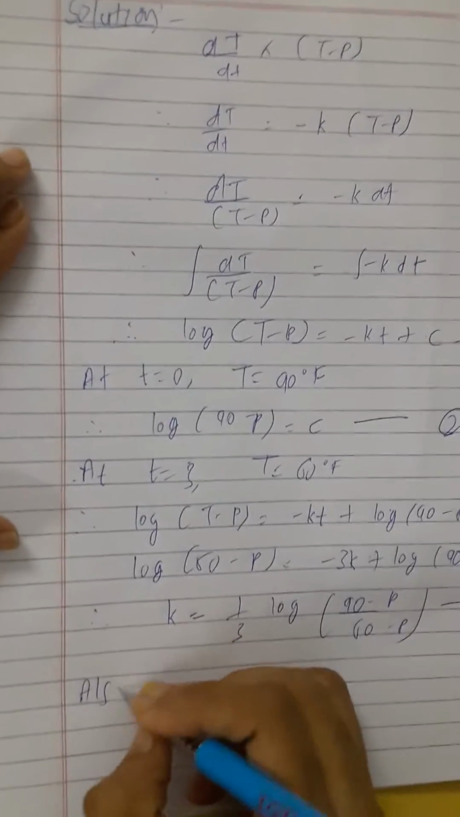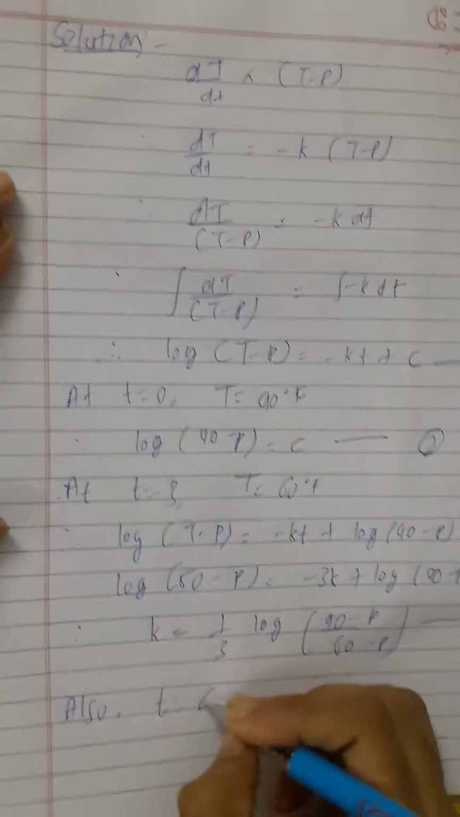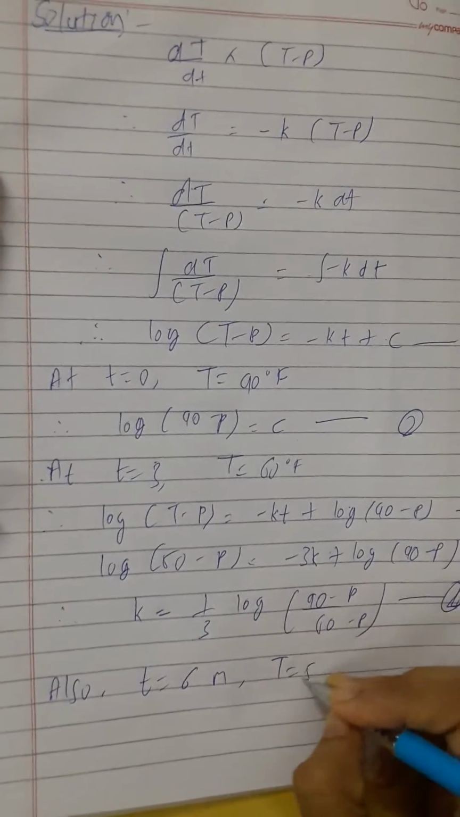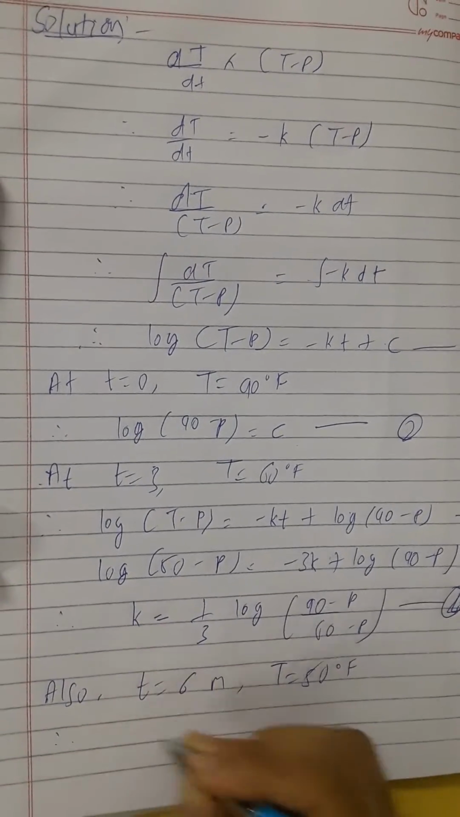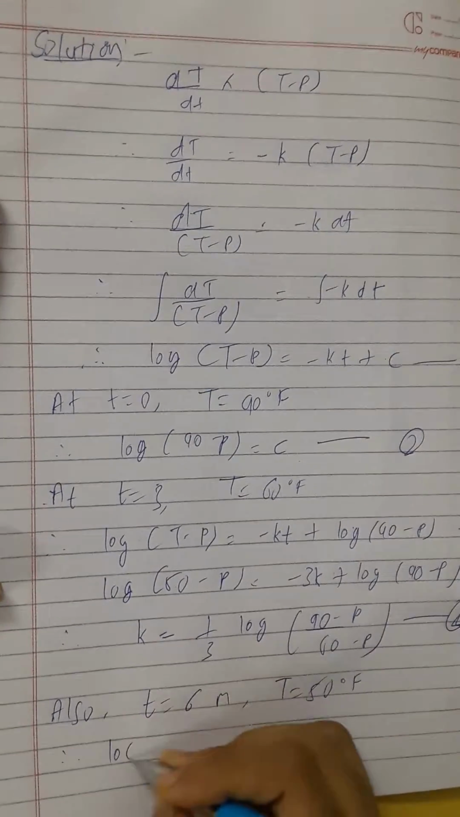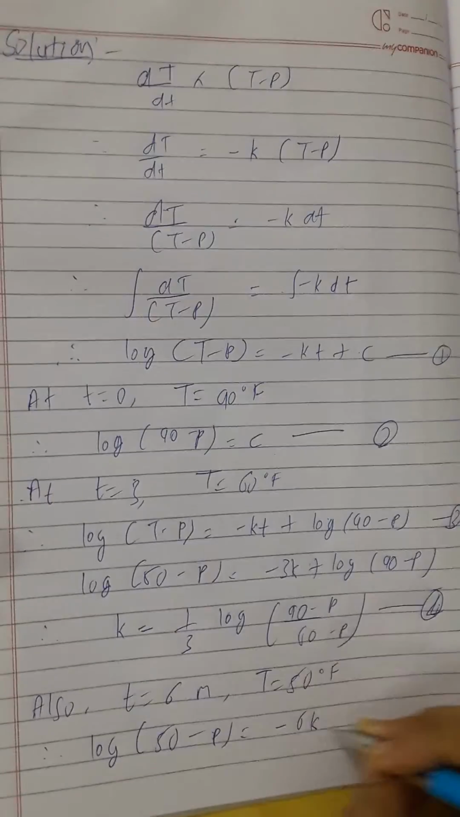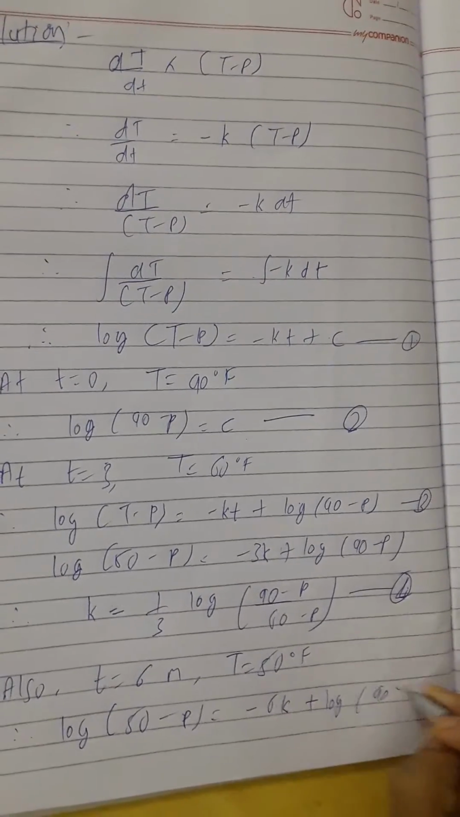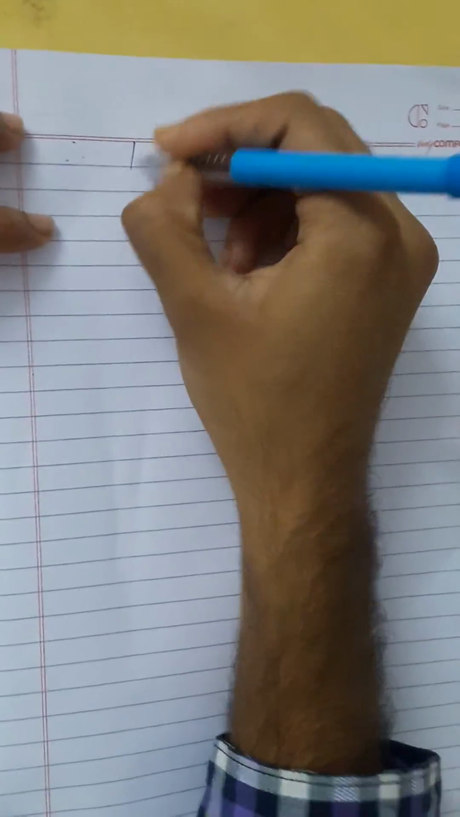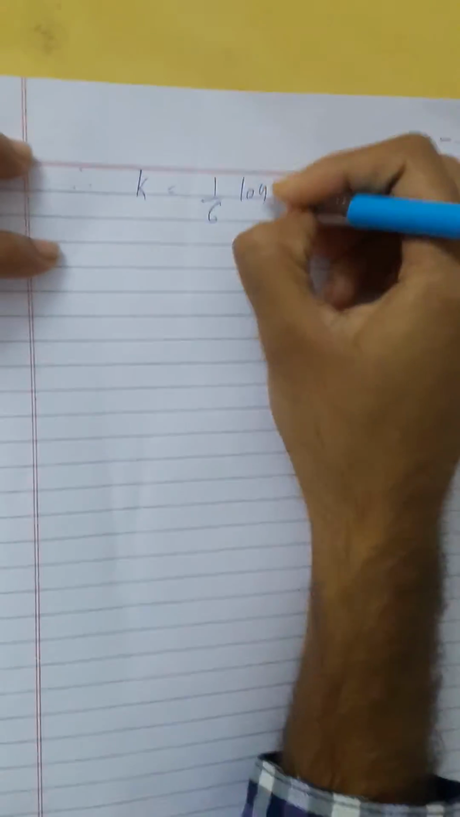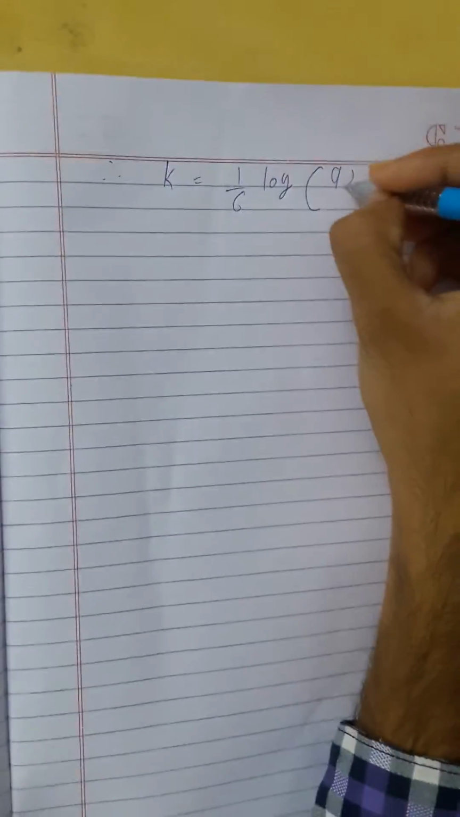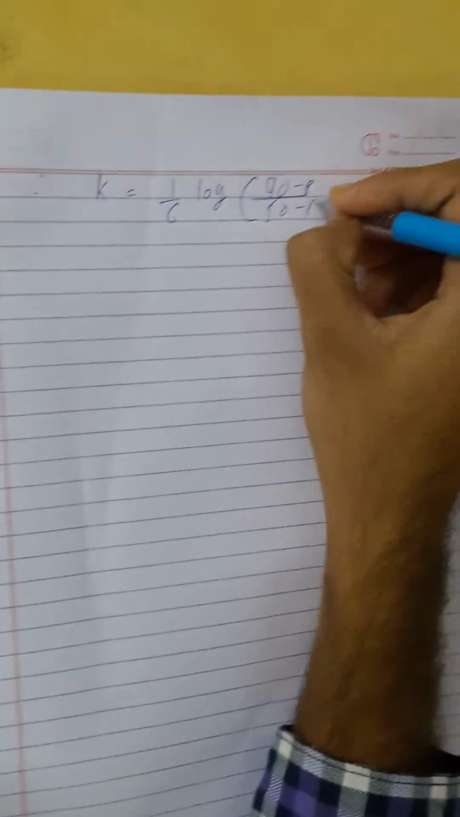Also, as stated in the question, at time t equals 6 minutes, the temperature of the object is 50 degrees Fahrenheit. Substituting these values in equation number 3, we get log(50 minus P) equals minus 6K plus log(90 minus P). From this, we get the value of K equals 1 by 6 log of (90 minus P) upon (50 minus P). Now, call this equation number 5.